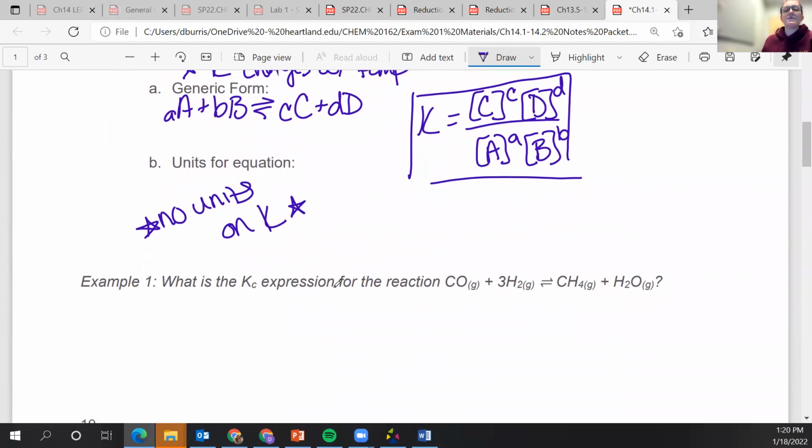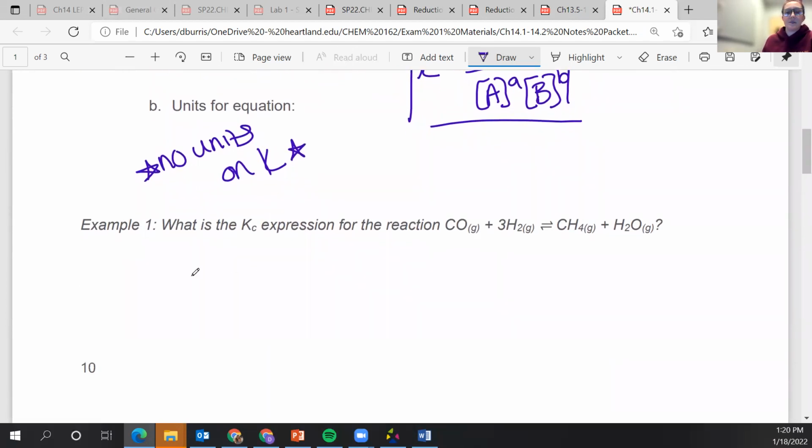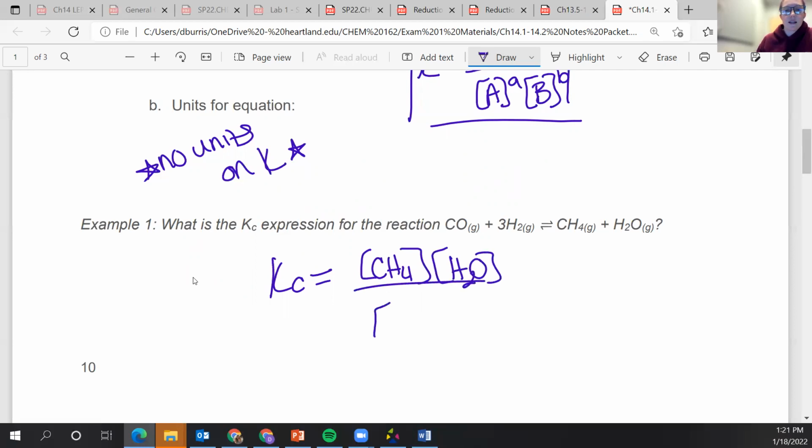So if I said, write the Kc expression for this equation, what you would do is you would write Kc. Now C stands for concentration, and I'll talk about that in a minute. It's products, remember? So CH4 times the concentration of H2O over the reactants, CO times the concentration of H2, and it should be to the power of any of their coefficients. So this is how you write the K equation for this specific reaction.